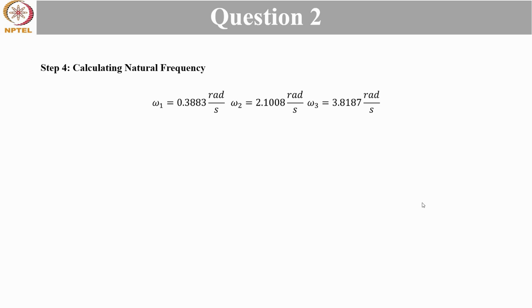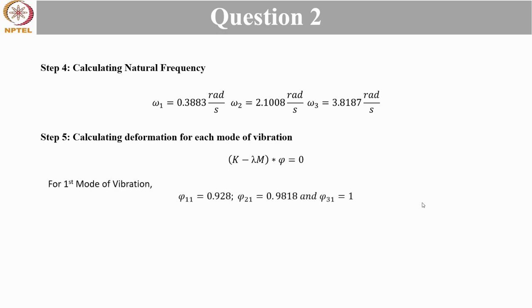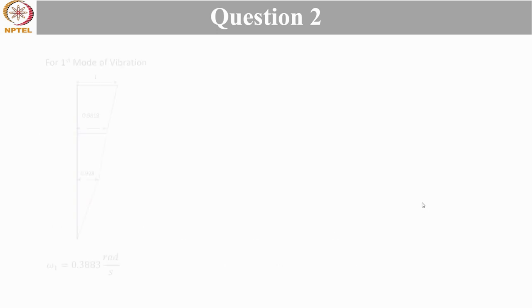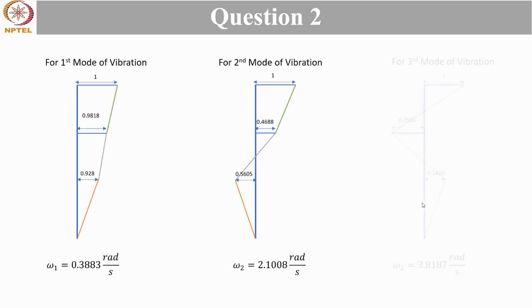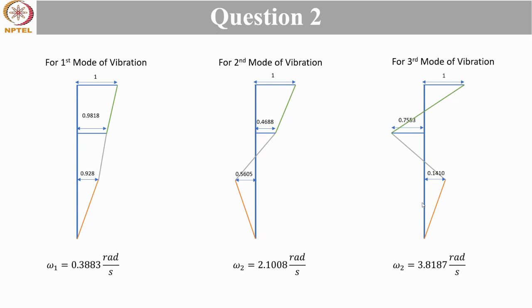So this is how we calculated the natural frequencies. Now substituting the natural frequency one by one into the deformation equation, we can get the first mode deformation, assuming the deformation of one particular floor to be unity, then for the second mode of vibration, and then for the third mode of vibration. So for each mode of vibration we'll get the deformation profile.